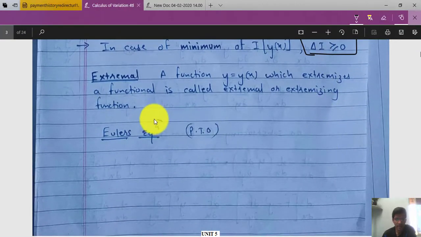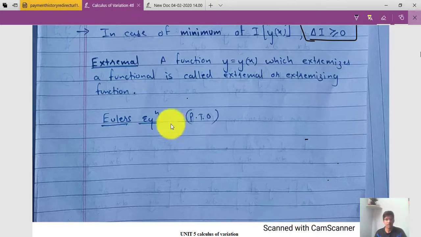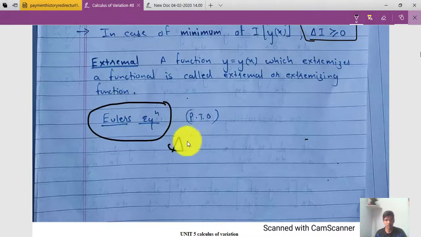Now let us see an important concept, that is, what is Euler's equation. This Euler's equation is very important in solving variational problems. Any variational problem can be easily solved by making use of Euler's equation. So we shall see what this is.